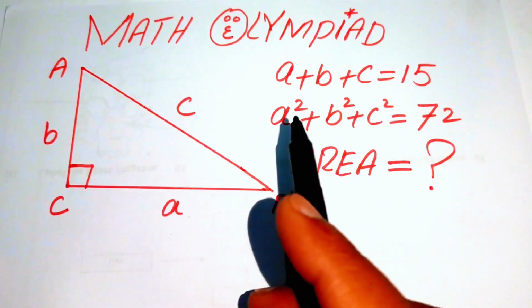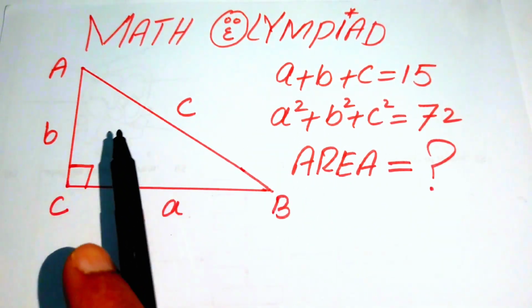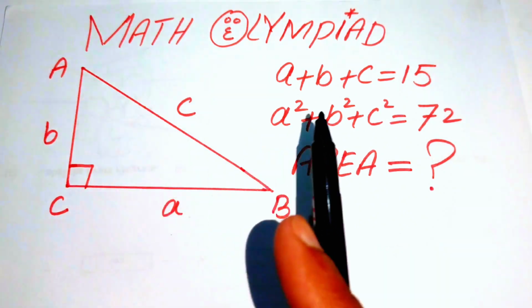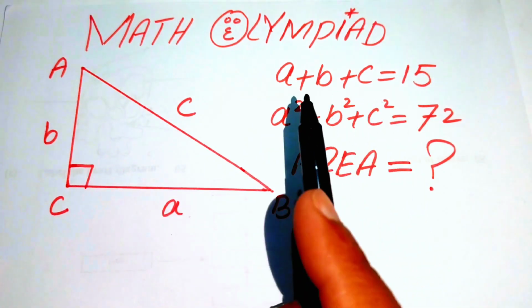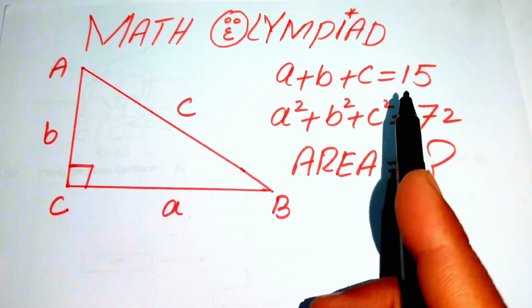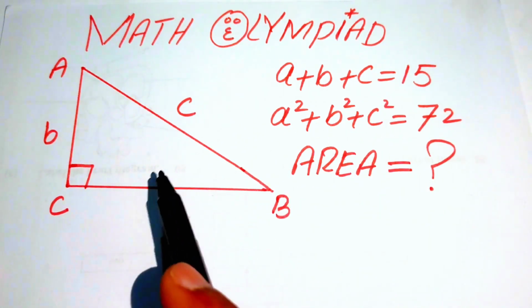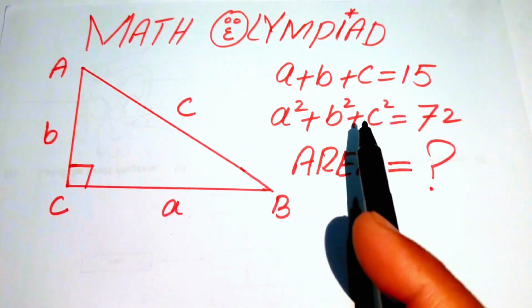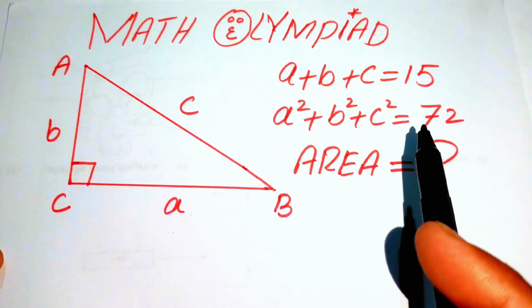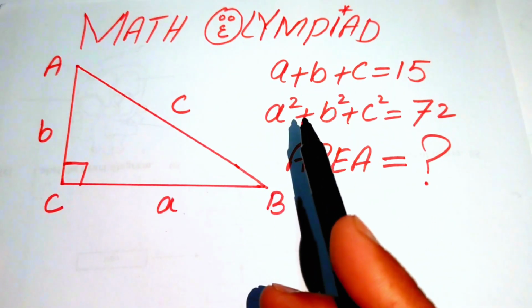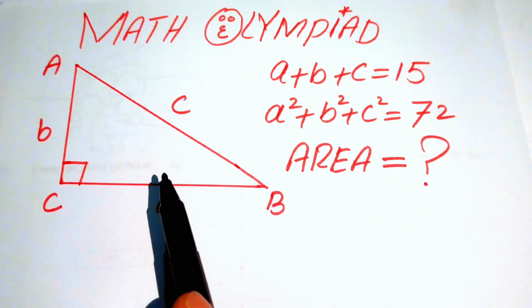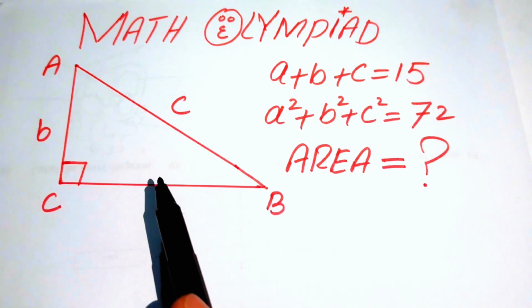Here we are given that the sum of the sides equals 15, so a plus b plus c equals 15, and the sum of squares of the length of each side equals 72. We use this information to find the area of this triangle.